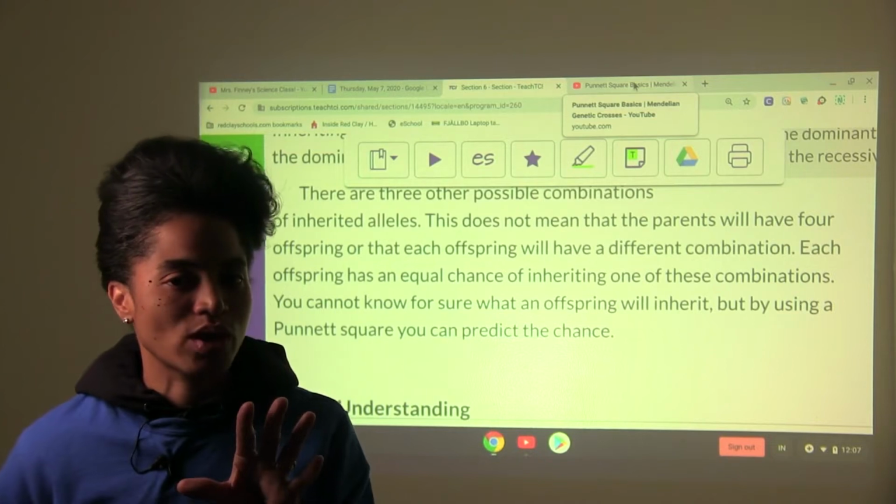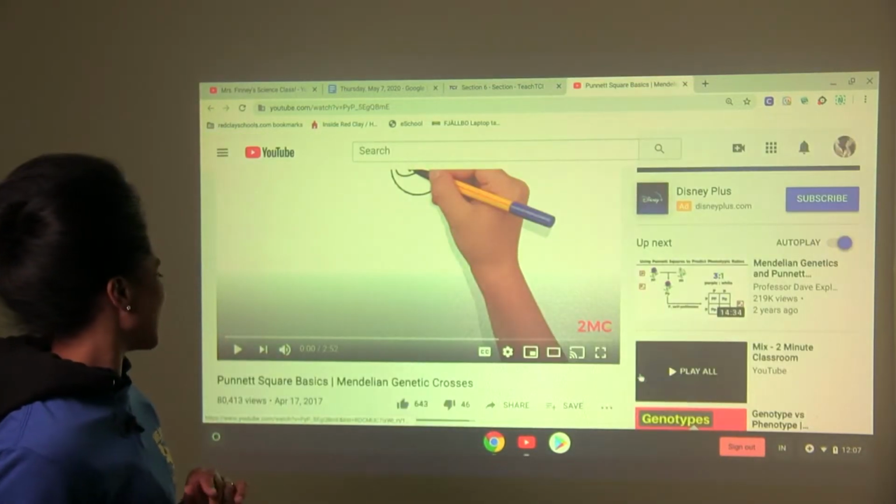Let's make sure we get this Punnett square mastered. All right, let's take a look.